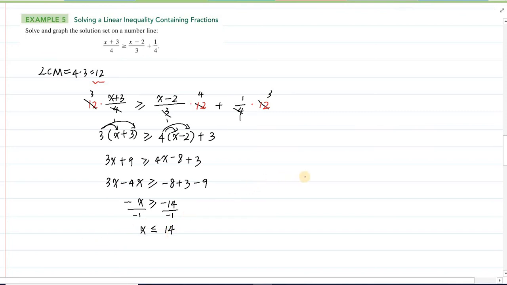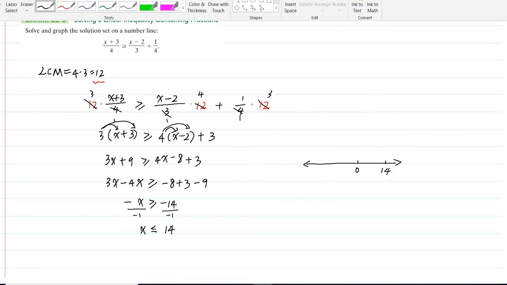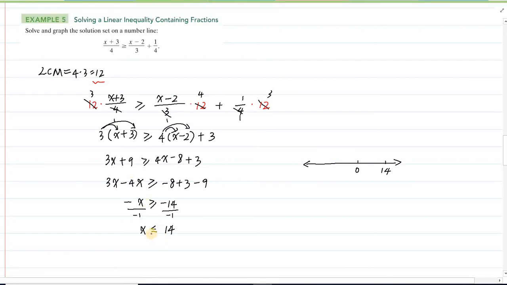Once we have this, let me just write over here. I'm going to graph this on a number line. Here I'm going to find my 0. Again, you don't need to find 0 if you don't want to, it doesn't really matter. I'm just going to write right here, 14. Since we have less than or equal to 14, this is very important. Less than or equal to 14 means this number must be a solid circle. Then since we're saying less than, we have to go to the left side.